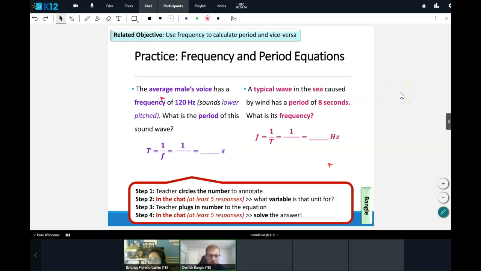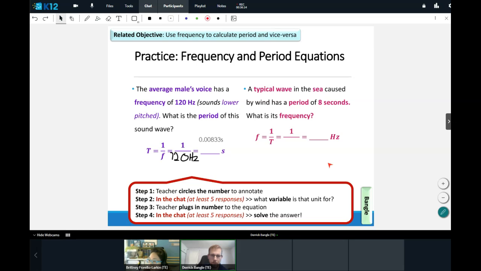The average male's voice has a frequency of 120 hertz, which sounds lower pitched. What is the period of this sound wave? So we're going to take our 120 hertz and we're going to put it where the frequency should be. Let's do some calculations in the chat. Include 2 more 3s after that first 8, so let's change that to 833. There we go. That's what it should be right there.